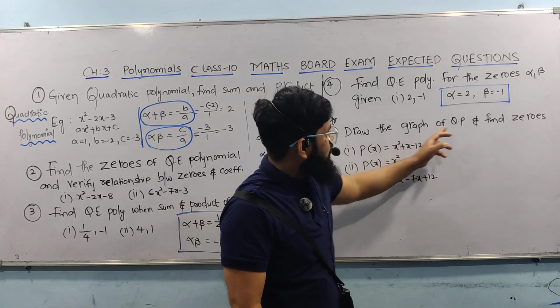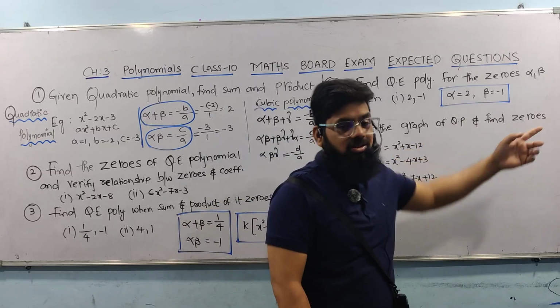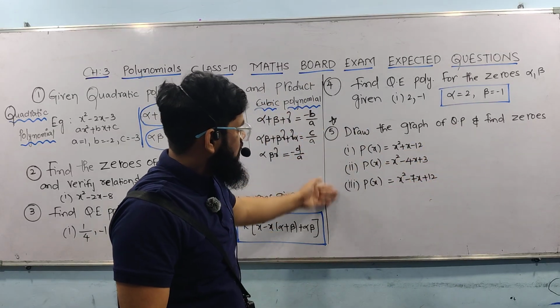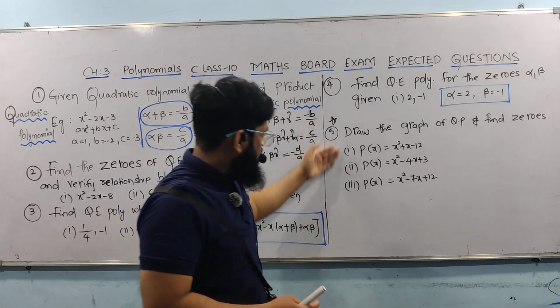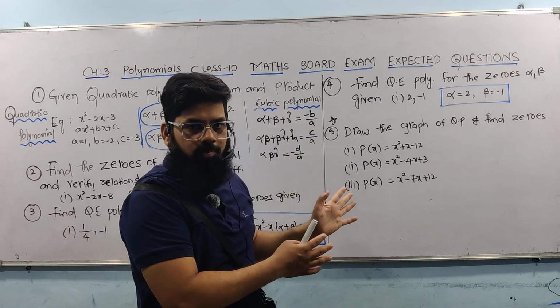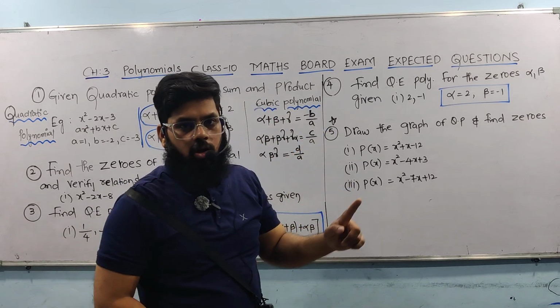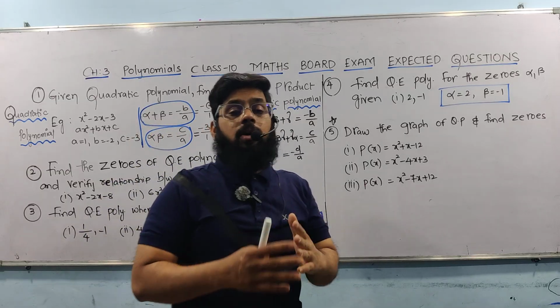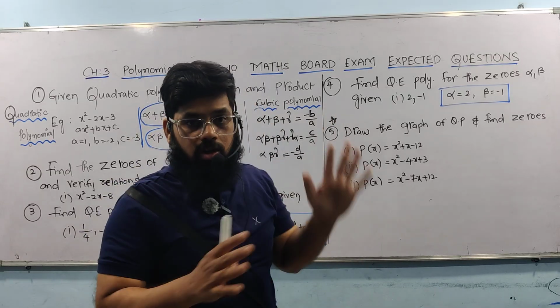Draw the graph of a quadratic polynomial and find its zeros. I have written the question in short. Okay, then these are what we are expecting from these 3 polynomial types. You are going to get one. So prepare well. Okay, and the board exams are very near.